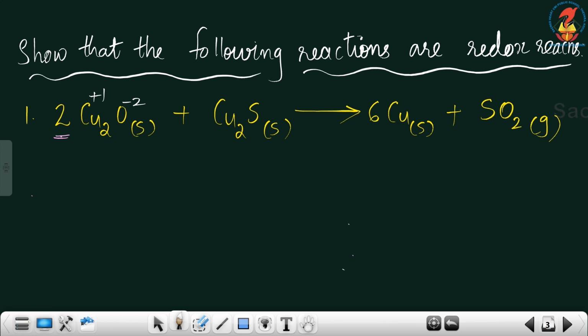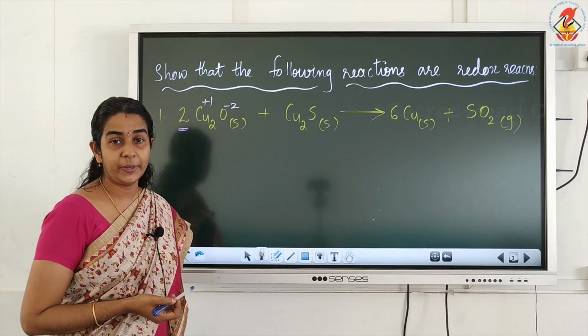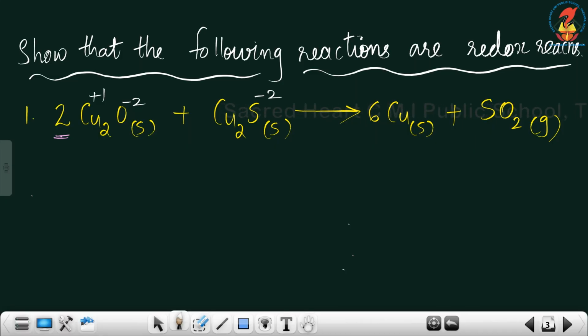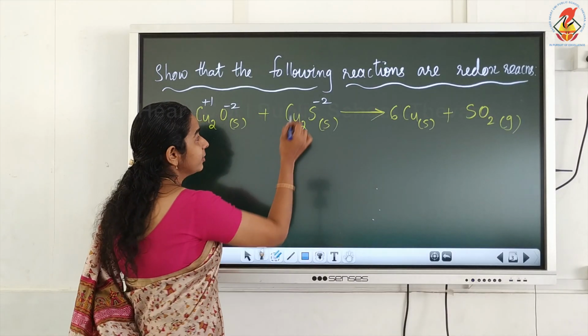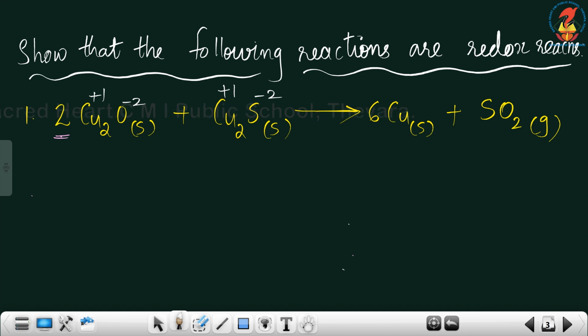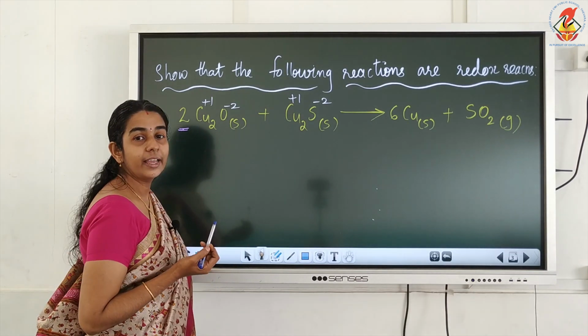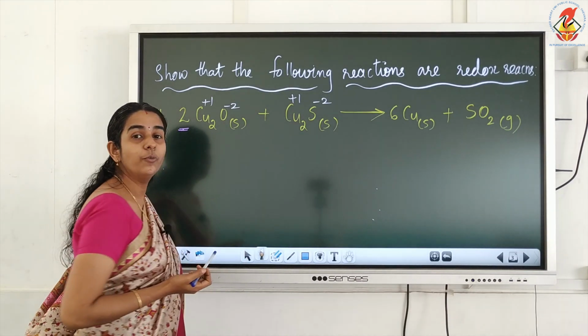Now, the next is Cu2S. Here also it is a neutral species, so the sum of oxidation states should be equal to 0. Sulfur, we know that it is -2, so copper should be +2 in total. But here we have 2 copper atoms, so 1 copper will be +1. So +1 into 2, +2, plus -2, it will be equal to 0. Now, in Cu2S, what is the stoichiometric coefficient? Nothing is written along with copper sulfide. That means here we have 1.